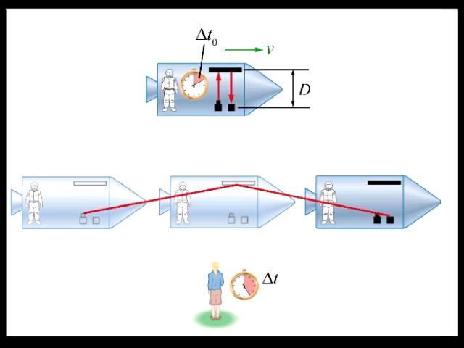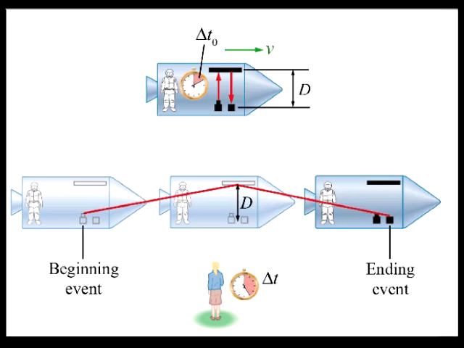We can analyze the geometry of the moving light clock in order to find a relationship between the times experienced by the two observers. The vertical separation between the light source and detector on the floor of the ship and the mirror on the ceiling is d. We can label the beginning event as the firing of the light pulse and the ending event as the light pulse striking the detector.